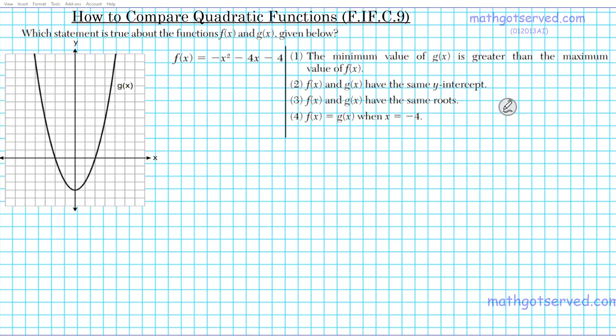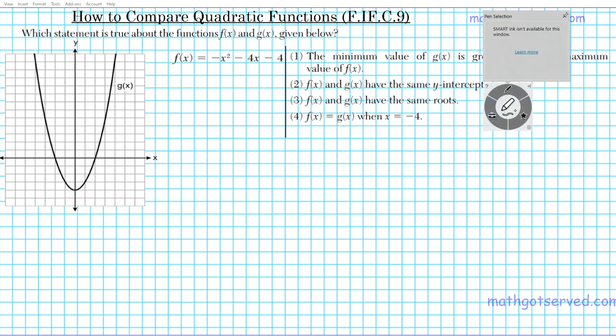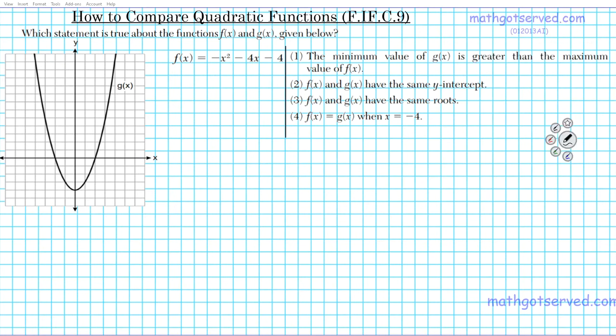In this clip, we're going to be looking at how to compare quadratic functions. The question reads, which statement is true about functions f of x and g of x given below? Function f of x is given as an equation, f of x equals negative x squared minus 4x minus 4, and g of x is given in a graphical format.